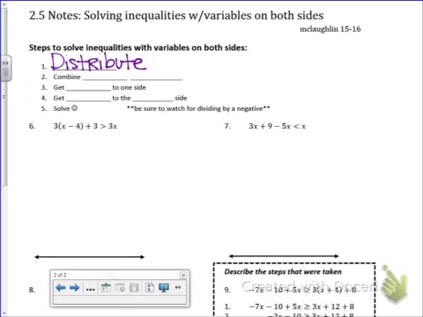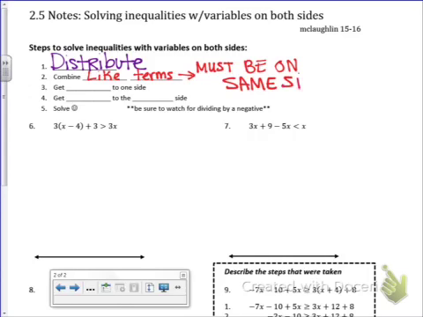Once you have your distributing taken care of, you're going to combine like terms. Please remember that like terms have that special thing that they must be on the same side. Always, always, always. Alright, once we got all that taken care of, then we're going to start moving our variables to one side.